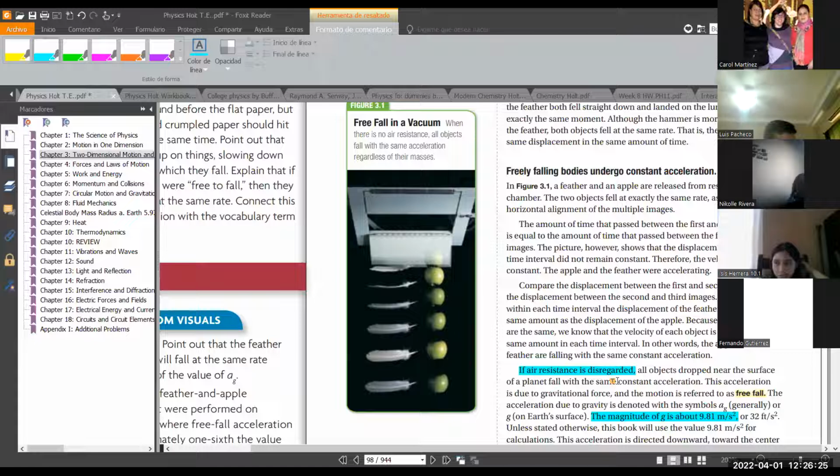So what formulas are we going to use for this topic? We're going to use the exact same formulas that we have been using for a uniform or constant acceleration. The only difference is that the acceleration here is known, it is 9.81 meters per second squared.